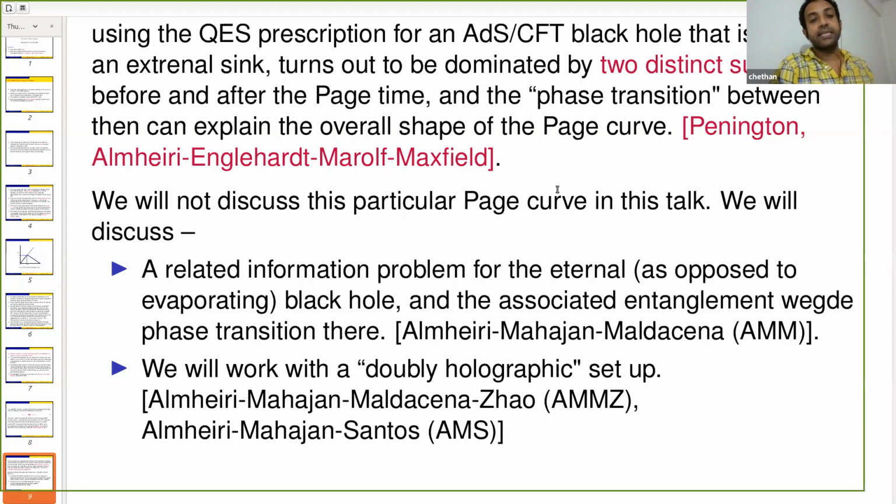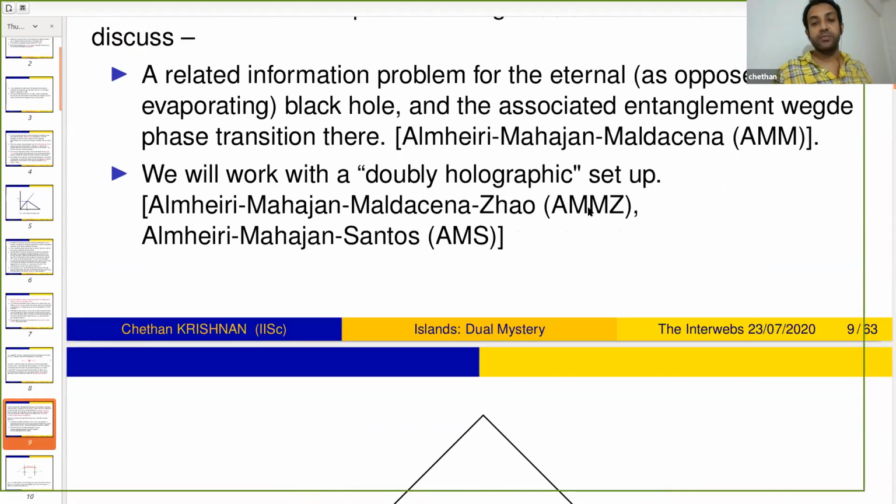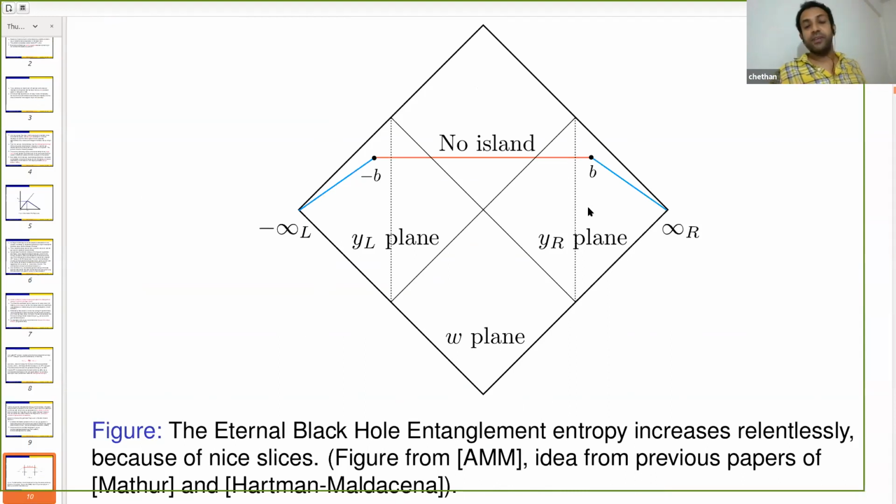And the second point is that I will be working with what is called a doubly holographic setup. I'll explain these things a little bit more in the next couple of slides. I just want to emphasize the two differences. One of them is that I'm looking at the eternal black hole version of the information paradox. And the second is that I'm not going to directly look at the quantum extremal surface in the geometry, but I'm going to look at this so-called doubly holographic setup. I'll explain what doubly holographic is when I get to the next slide. This is a fresh set of slides, so my organization of the talk is a little bit different. If I confuse you, just ask me.